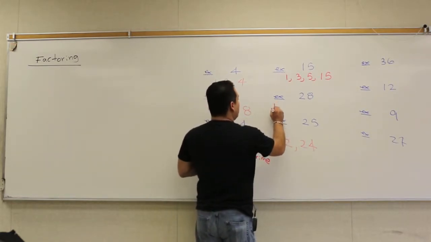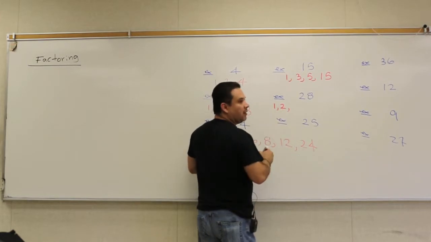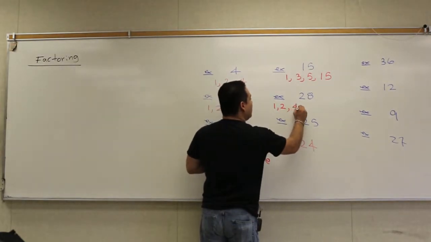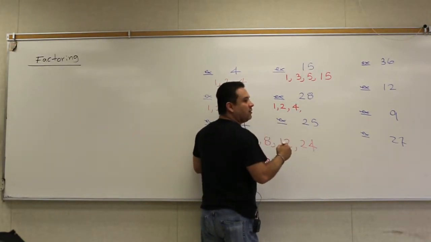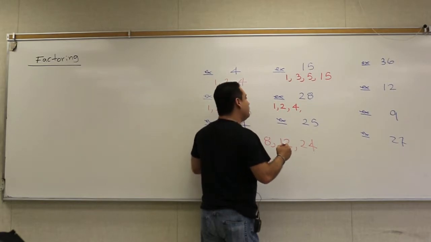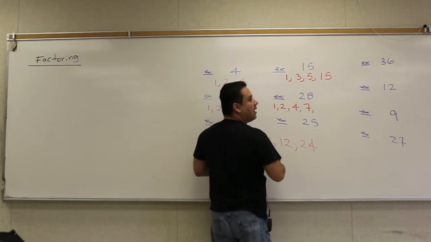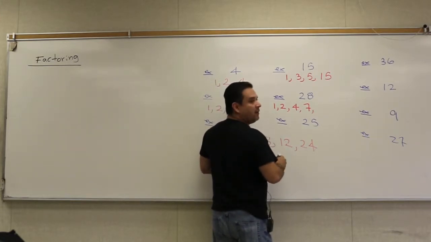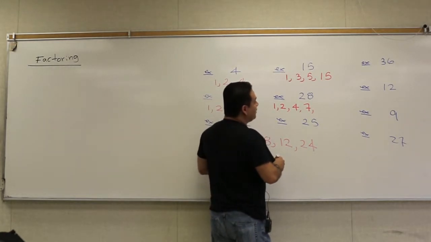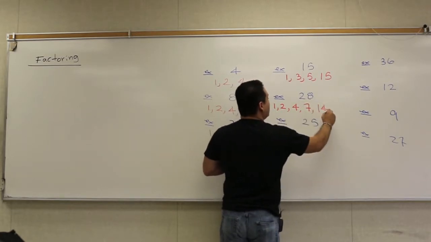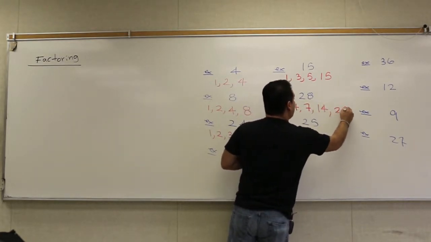What about 28? 1, 2, 4. What about 3? No, 3 doesn't go into 28, does it? No. 4? Yes. Does 6 go into 28? No. 7. 8. 9. 10. 11. 14. The next one I think is 14. And are you halfway? Then what's the last one? 28. Look at that.